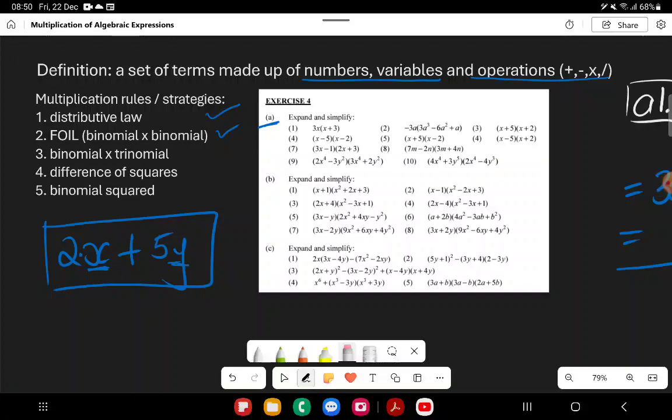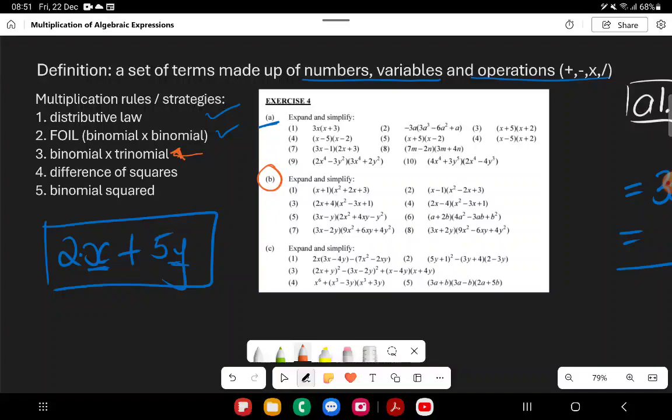In this video we are going to do exercise 4 question B, and that is going to be multiplying a binomial with a trinomial. So what you can do is pause the video, try these 8 exercises, and once you are ready to check, you can restart the video and check your answers with me.